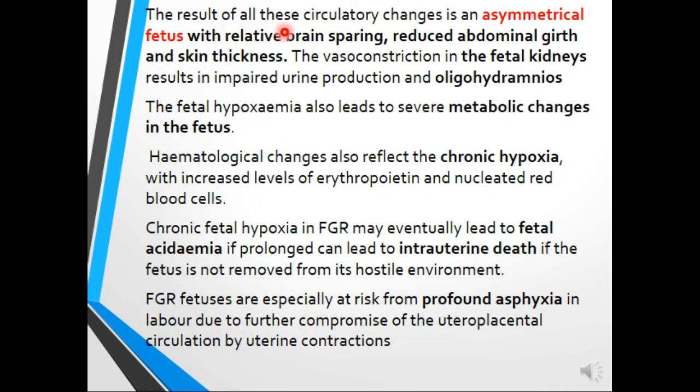These circulatory changes lead to an asymmetrical fetus with a relative brain sparing, reduced abdominal girth and skin thickness, because blood supply to the skin is less. The vasoconstriction in the fetal kidney will lead to oligohydramnios. The fetal hypoxia also leads to severe metabolic changes in the fetus.